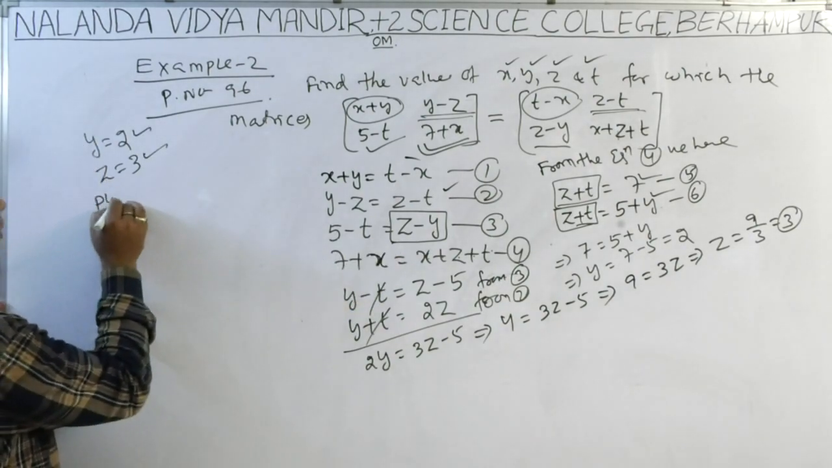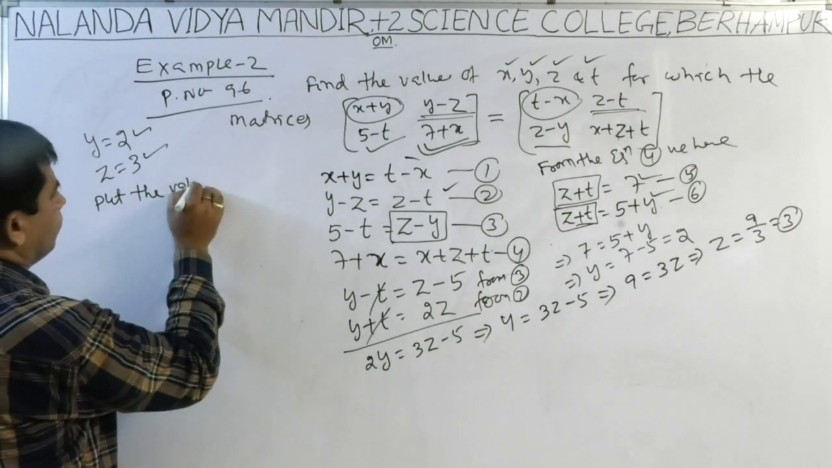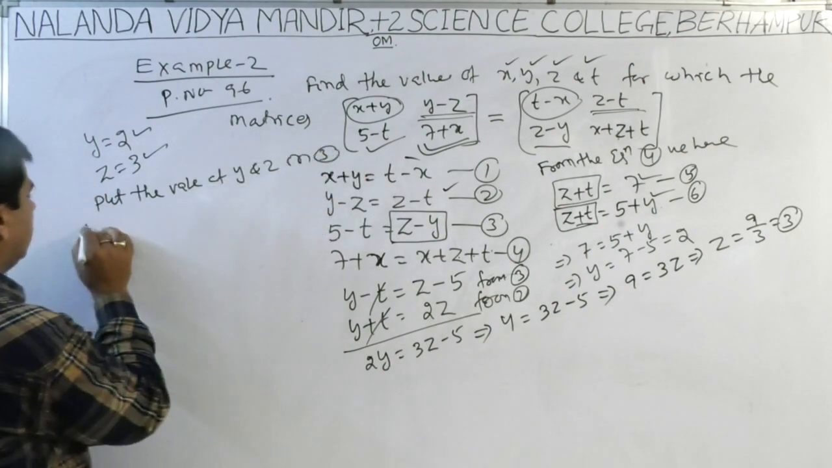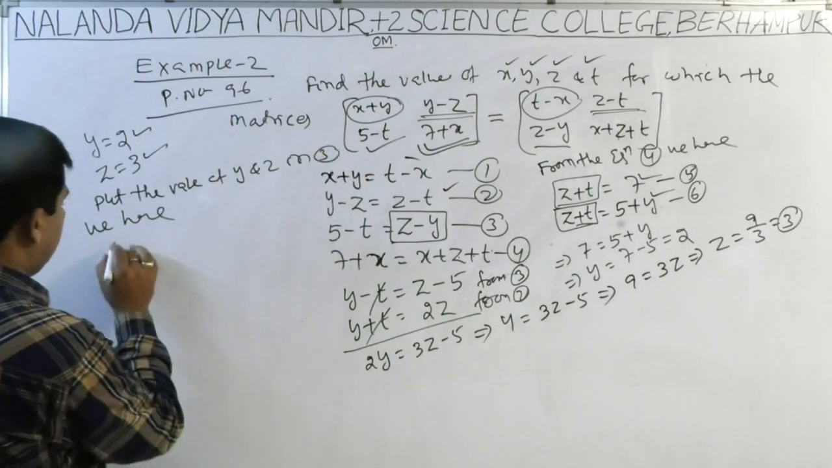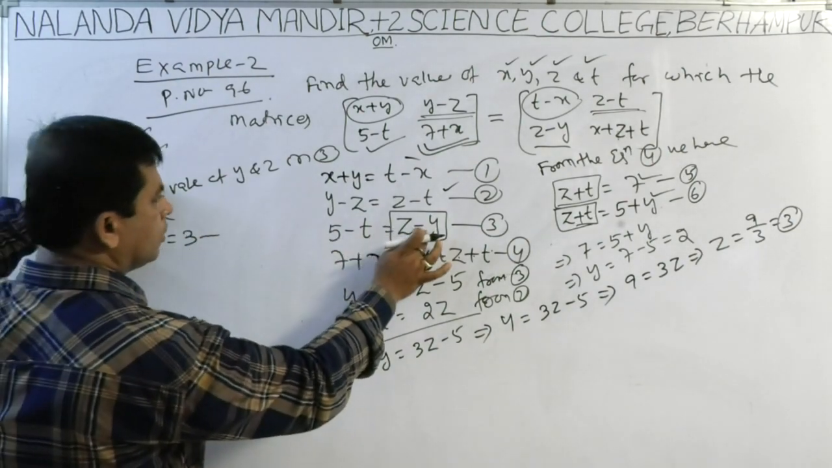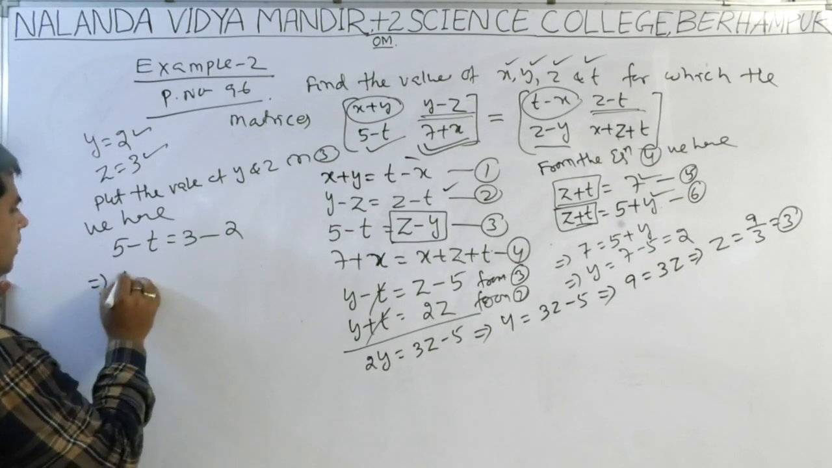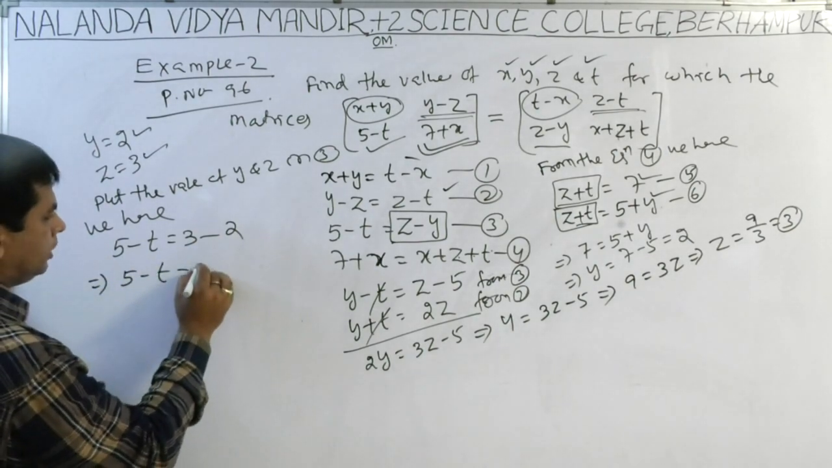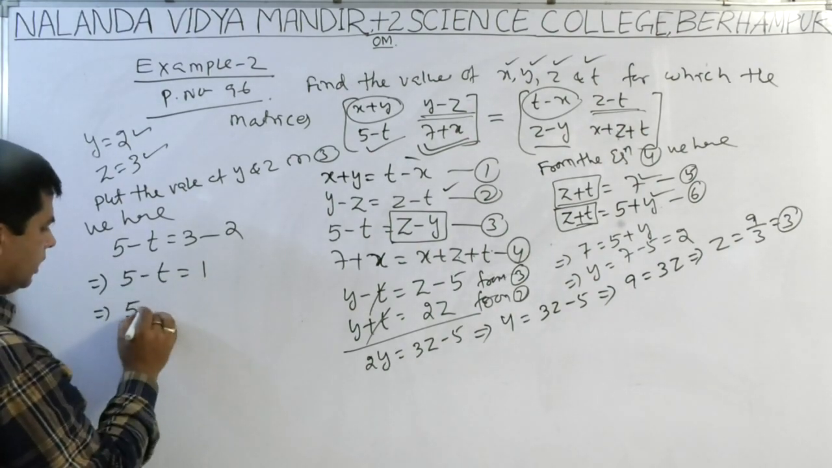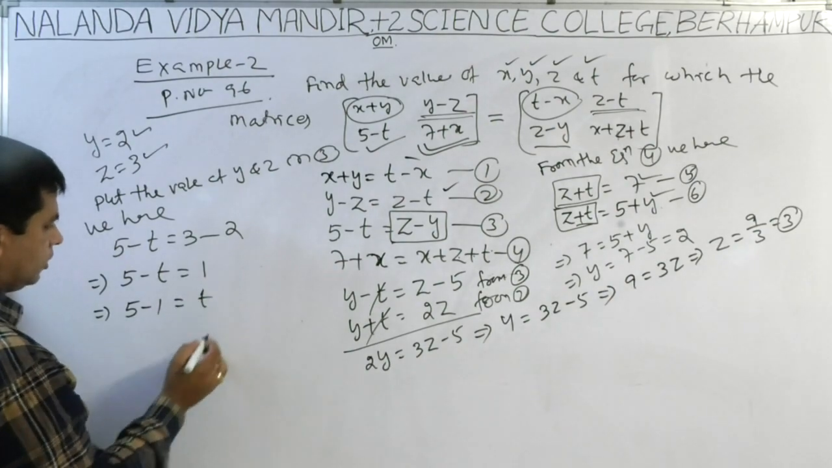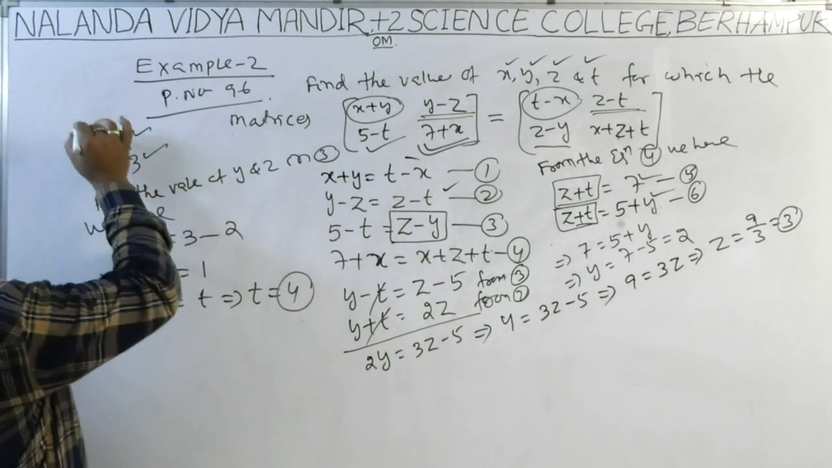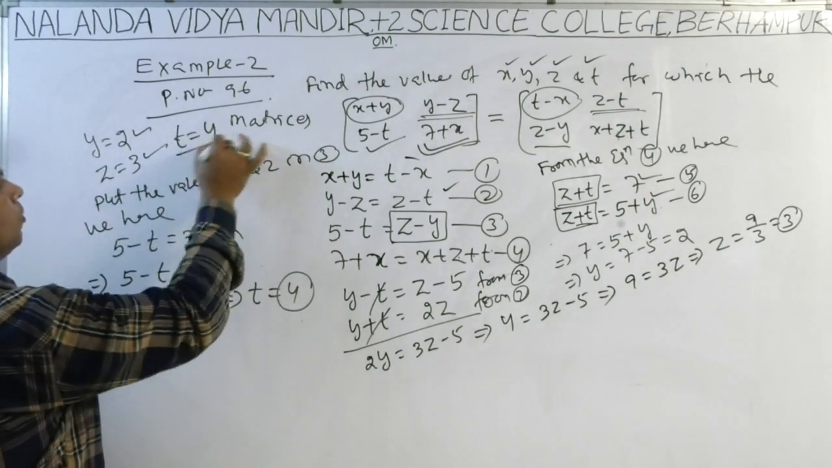Put the value of y and z in 3, we have 5 minus t is equal to z, which is 3, minus y, which is 2. This implies 5 minus t is equal to 3 minus 2, which is 1. This implies 5 minus 1, taking 1 to this side and t to that side, is equal to t. This implies 4 is equal to t, or t is equal to 4. We get the value of t is equal to 4.